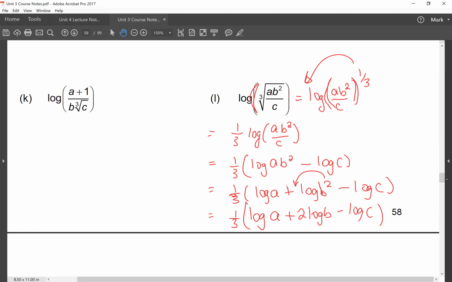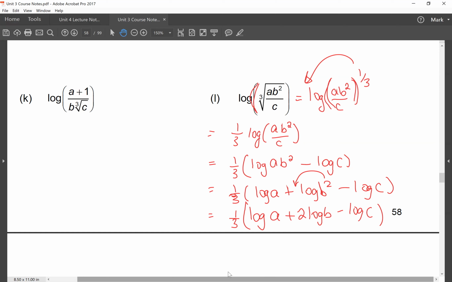And that's it. You don't need to go any further than this. If you were solving this, like if we were going to get a number, you could distribute, meaning multiply the 1/3 in, but you don't need to. It didn't ask you to do that. It just said expand the logarithms.